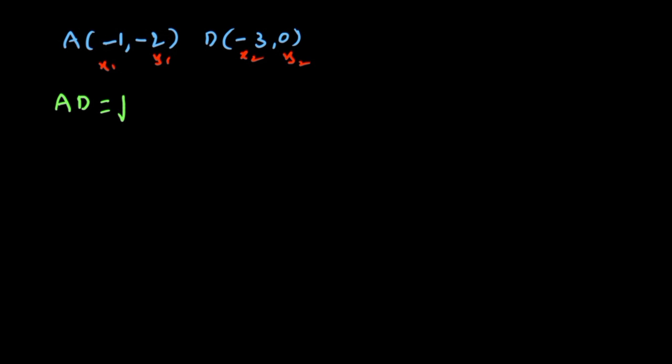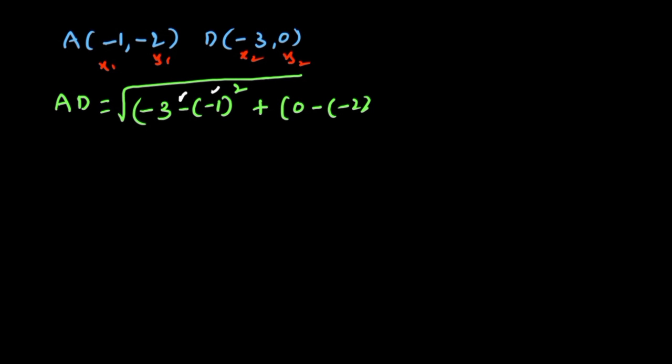So what is A here? It is (-1, -2), and D is (-3, 0). So this is x1, y1 and this is x2, y2. So the distance AD equals root of x2 minus x1, that is -3 minus of -1 whole square. So don't forget, this minus belongs to the formula, and x1 is -1, so 2 times we should write minus of minus, plus y2 minus y1, y2 is 0, minus in the formula, again y1 is minus 2. Minus of minus 2 whole square.